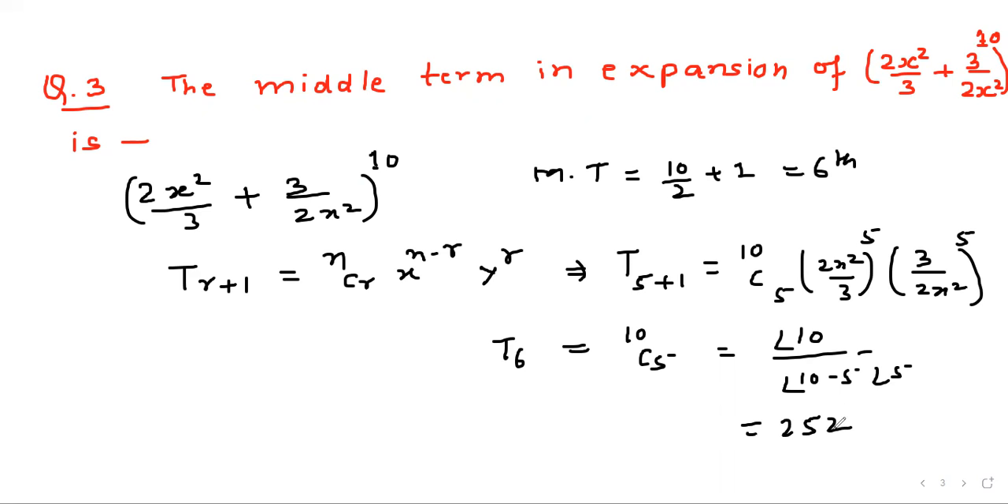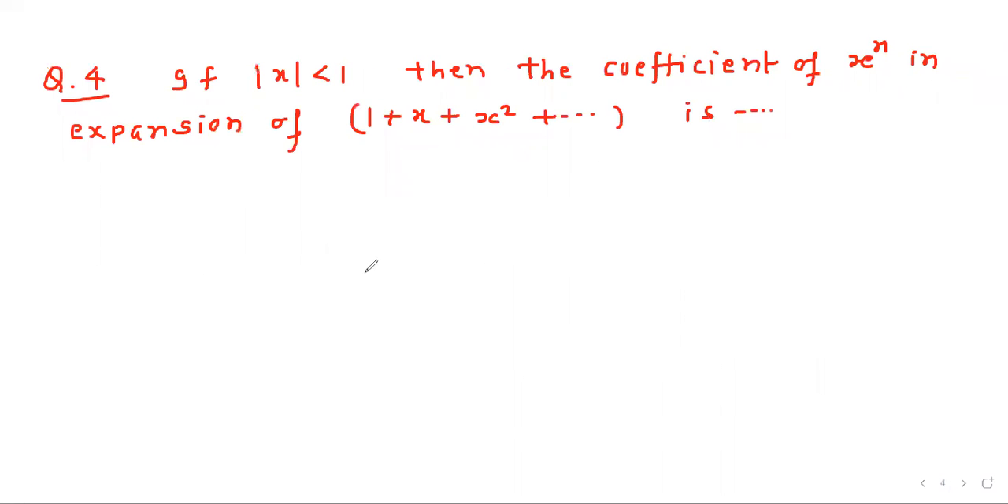Let's see the next question. Question number 4. Question number 4 says, if modulus x is less than 1, then the coefficient of x power n in the expansion of (1 plus x plus x squared plus dot dot dot) whole squared is. So let's consider the solution.